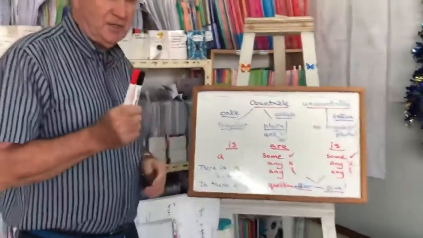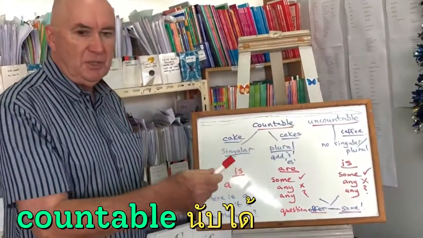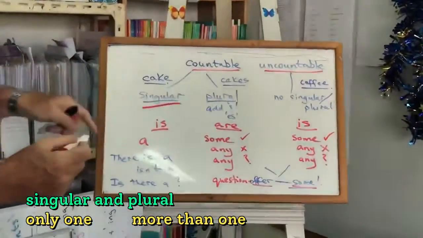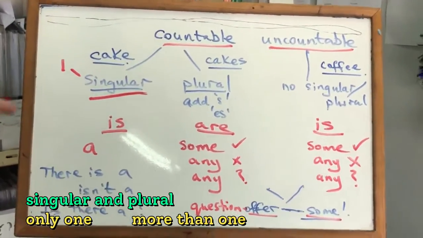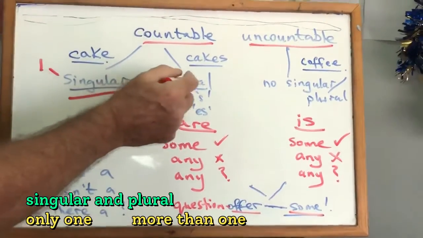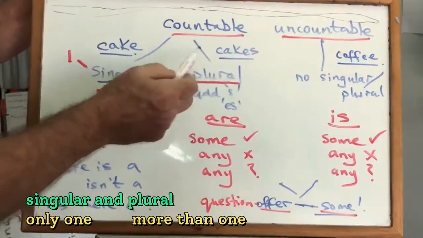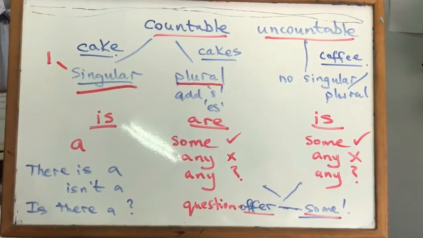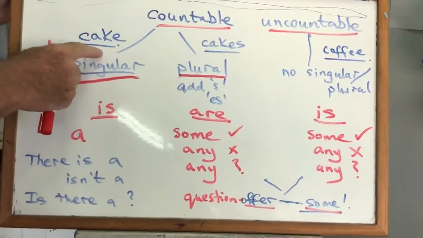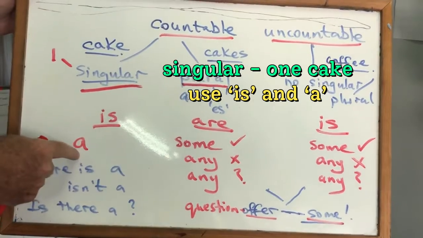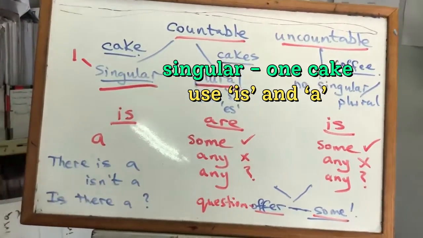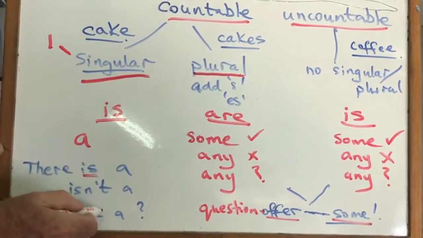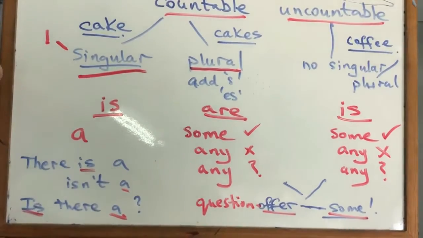So if something is countable, that means you can say how many, 1, 2, 3, 4, 5. That means then that there is a singular, because you can say how many, 1. Singular means 1. So you can say there is 1. Or you can say there is more than 1. 2, 3, 4, 5, 6, 7. Then that is plural. And there are words we use that are different when we're talking about singular and plural. If we're talking about one thing like a cake, then we use is and a. There is a cake, or there isn't a cake, or for a question, is there a cake? One thing countable, we use is, and we use a for one.